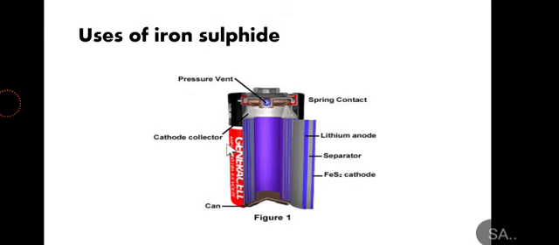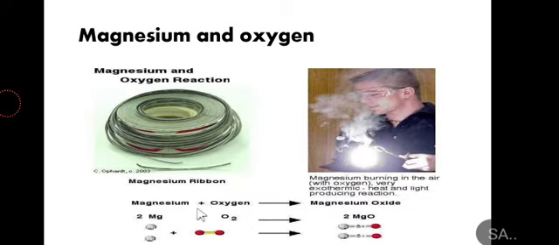Now, uses of iron sulfide. Iron sulfide is basically used in batteries. There is another chemical reaction between magnesium and oxygen. Magnesium is burnt in the air. In the air, oxygen is present, and oxygen has a burning property. So magnesium ribbon burns with oxygen and it produces magnesium oxide.